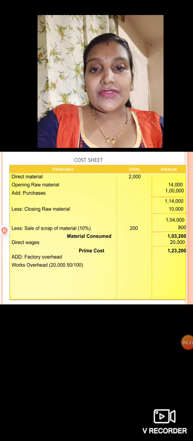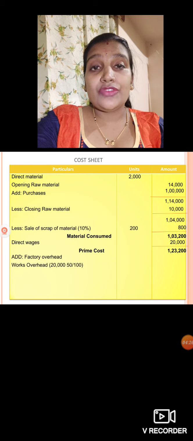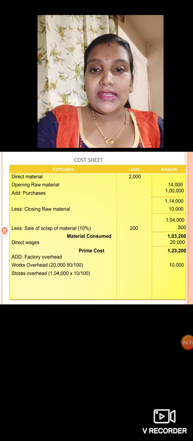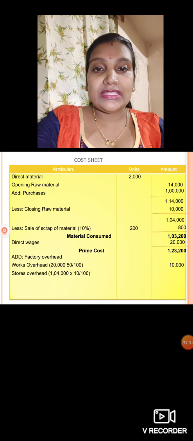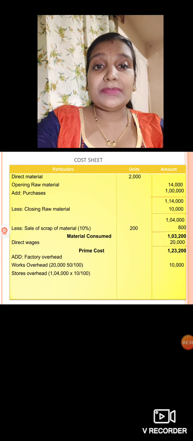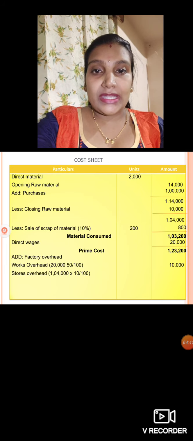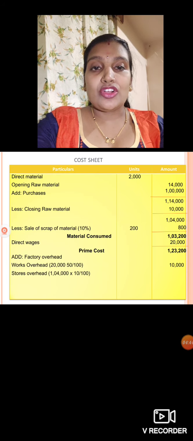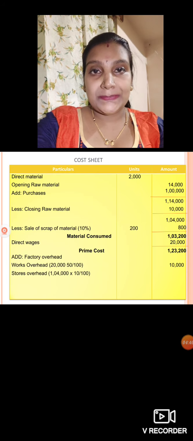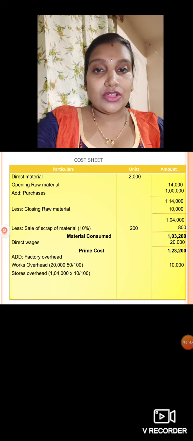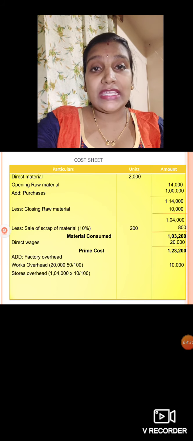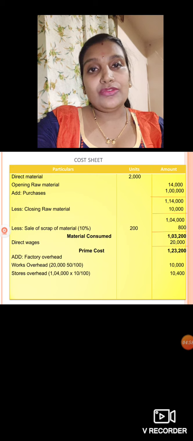So works overhead is 50% of direct wages: 20,000 into 50%, how much will we get? 10,000. So if you add, then stores overhead, 1,04,000, 10%. How did you take 1,04,000? Material consumed they have given, right? Stores overhead is on the cost of material. So cost of material we have 1,04,000 here. On that you should calculate cost of material, 1,04,000, before selling your scrap. So on 1,04,000, 10%, we will get 10,400.